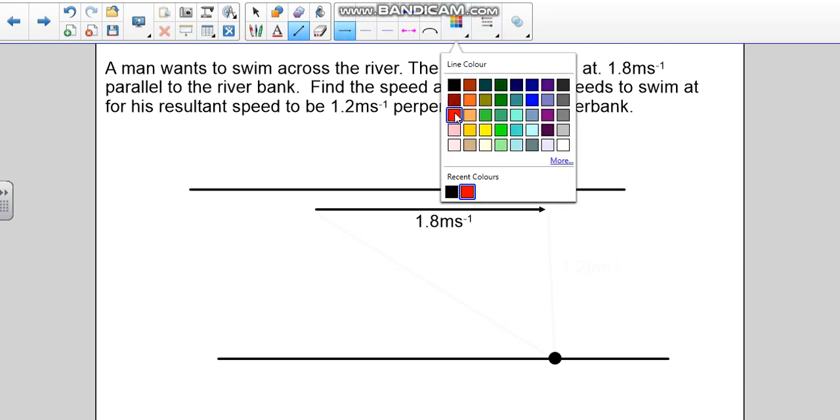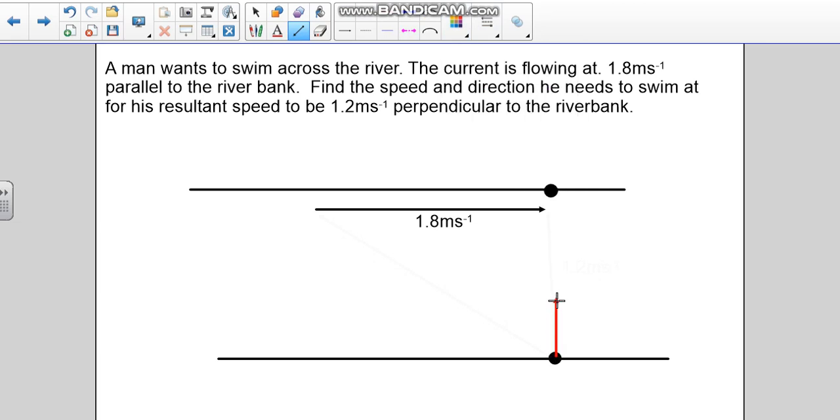So let me just draw that one in red. This is our resultant here, from here to here, and we want that to be a vector of 1.2. Now if you think about it, if the man just started swimming in that direction, where's he going to end up? Well, he's not going to end up here, because the flow of the river is going to drag him in that direction. If he wants to end up here, he needs to be swimming in this direction.